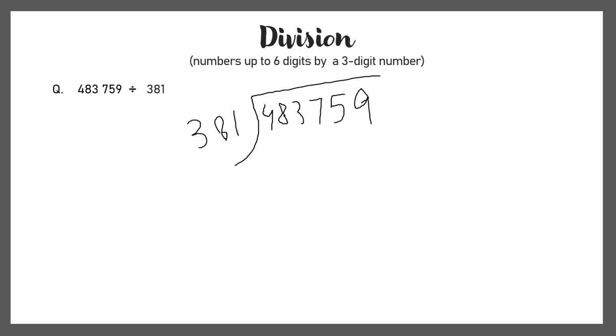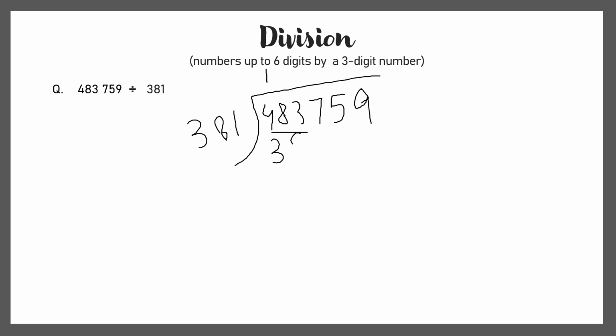The number which is written inside, which we have to divide, is called dividend. And the one we are dividing with, this number is called divisor. The answer which we will write here is called quotient. Okay, so let's start. This is a 3-digit number 381, so we will consider these 3 digits first. 483 is greater than 381, so we will divide.